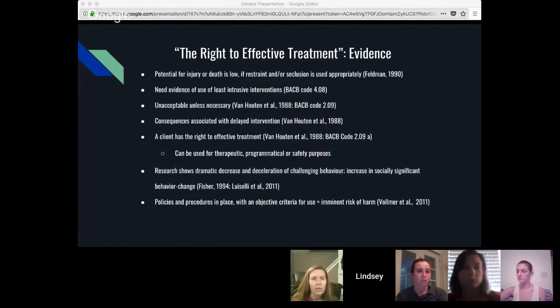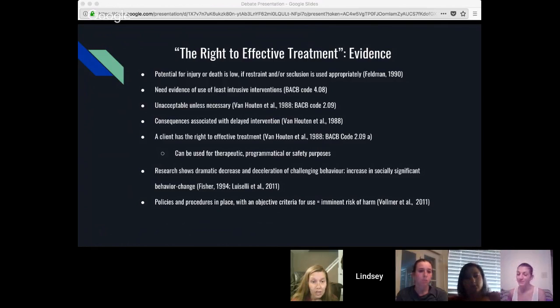So there's also consequences associated with delayed intervention in Van Houten et al.'s 1988 paper, but a competent behavior analyst can assess that risk, and they can determine if taking the time to implement other strategies that are more positive-based versus acting immediately would be more ethical and on a case-by-case basis.